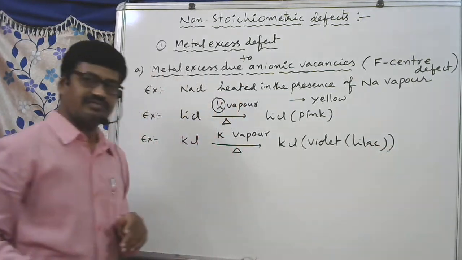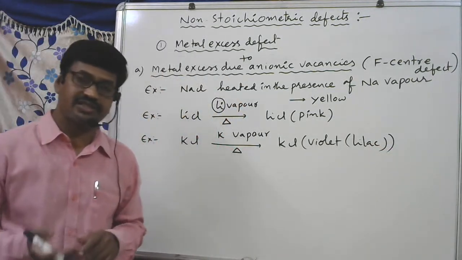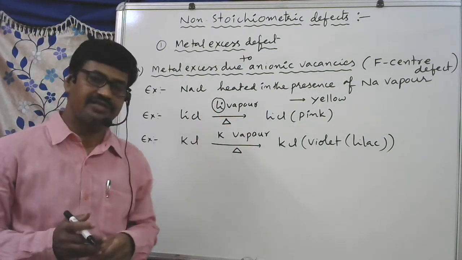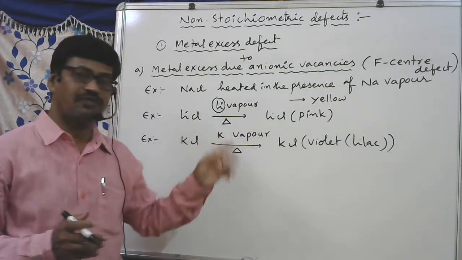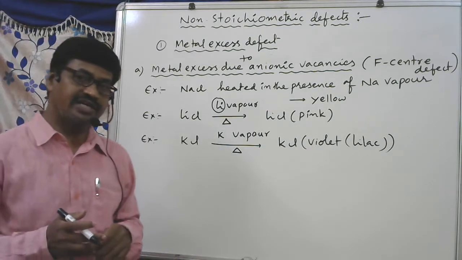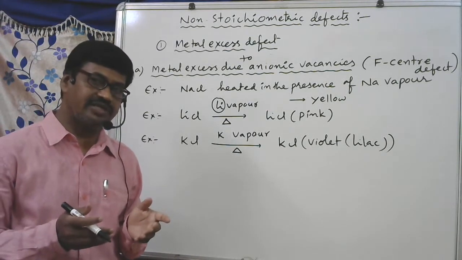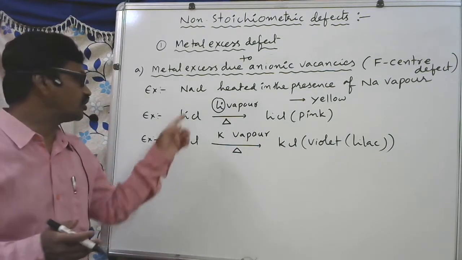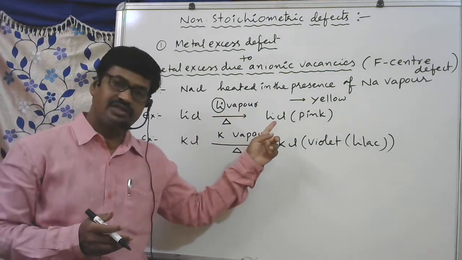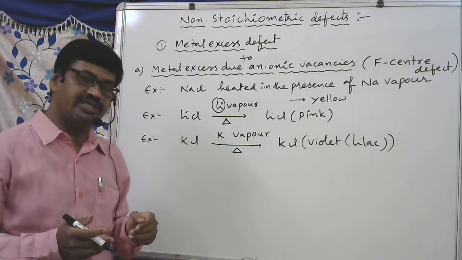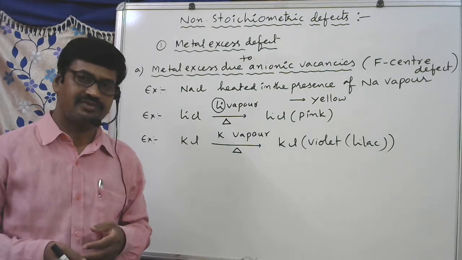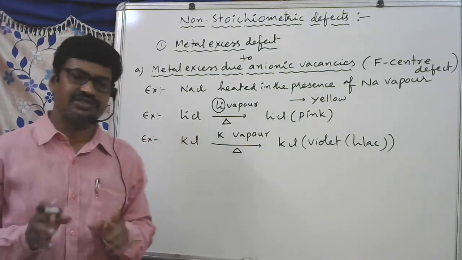color. So, color of some ionic crystals is due to what? Yellow color of sodium chloride, or pink color of lithium chloride, otherwise violet color of potassium chloride, when they are heated in the presence of their respective element vapors. Sodium chloride is heated in the presence of sodium vapor, lithium chloride in the presence of lithium vapor, potassium chloride in the presence of potassium vapor. Then they can show some colors. Those colors are due to this defect. This is the first important thing.